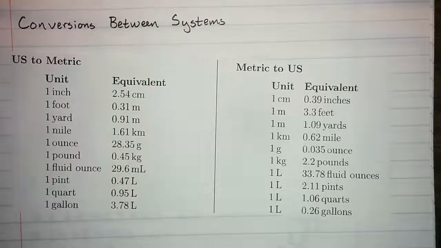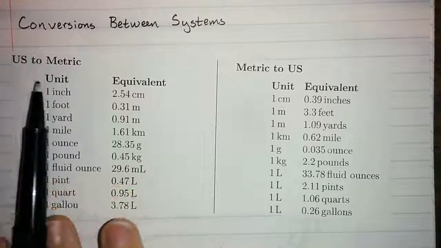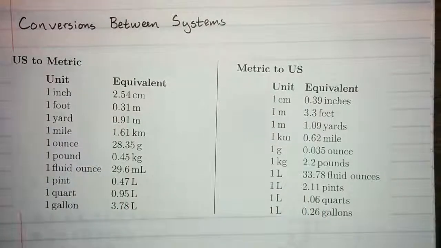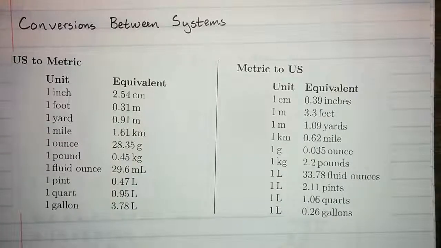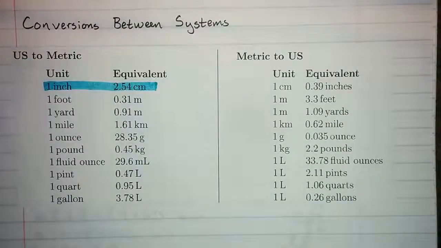And now there are a couple of things that I want you to notice. The first one I want you to notice is that we have a US to metric table and also a metric to US table. And they've both got all these kind of awful decimals in them. Only one of these is an exact equivalence. It turns out that 1 inch really is exactly equal to 2.54 centimeters.